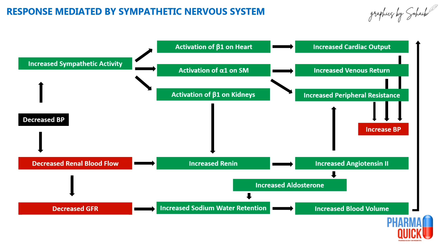So we know that the increase in blood pressure is due to certain factors, and let's count them one by one. This blood pressure increase is due to activation of beta-1 receptors, so our drug must act here in order to decrease the blood pressure. Alpha-1 receptors, beta-1 receptors on kidneys, angiotensin II, aldosterone, and renin. So these are the spots where our drugs must act in order to decrease blood pressure.